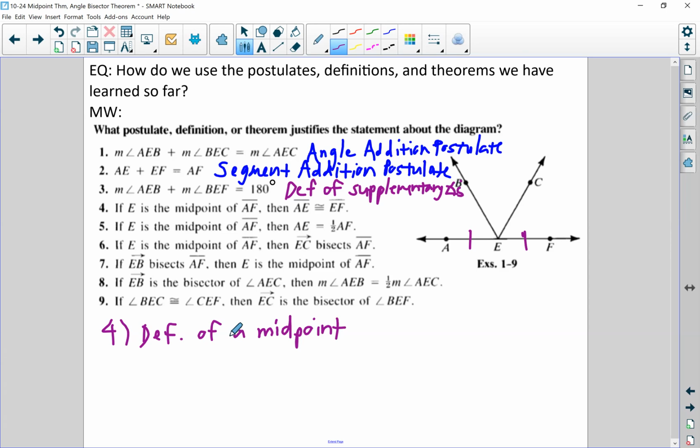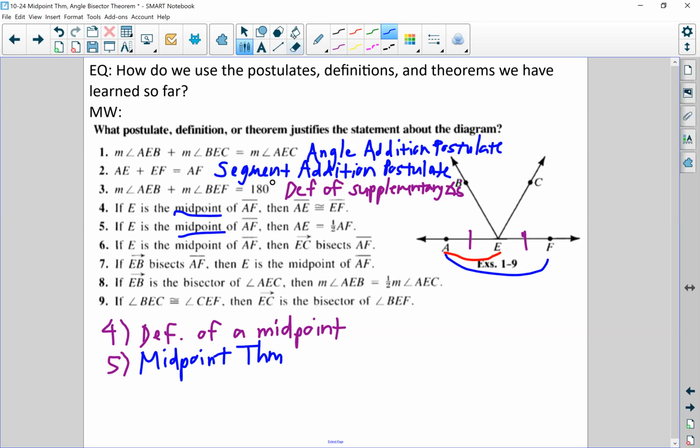Okay, the next one is number 5. E is still the midpoint of AF, so I'll leave the markings there. But this time we're focused on AE, this part, being 1/2 of AF. So one segment is half of another segment, and this one actually is a theorem, right? The midpoint theorem, because it focuses on the halves. And it has the keyword midpoint. So that's how you can sort of tell which one it is. They focus on different things though for 4 and 5.